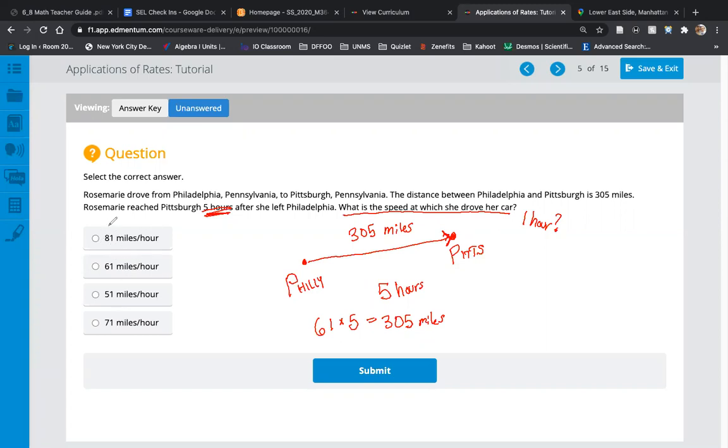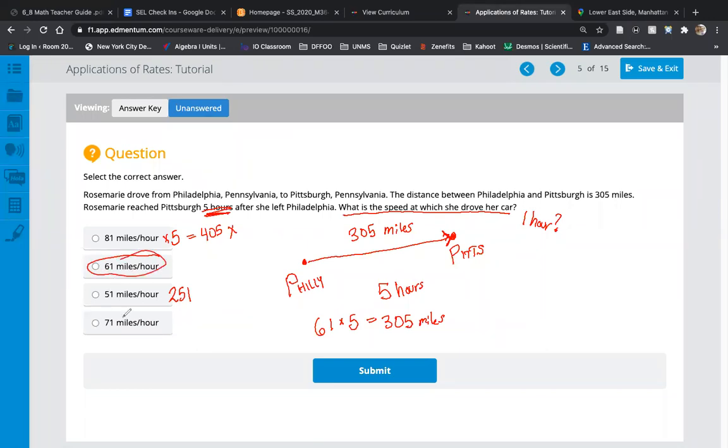You could say, okay, let's say it was going 81 miles per hour. If I did 81 times 5 hours, that's 8 times 5, which is 405 miles. That's way too big. If I did the same thing with 50 miles times 5 hours, that's going to give me 251 miles. That's not far enough. Same thing with this one here, I'm going to get something that's not far enough. This one is the only one that works.